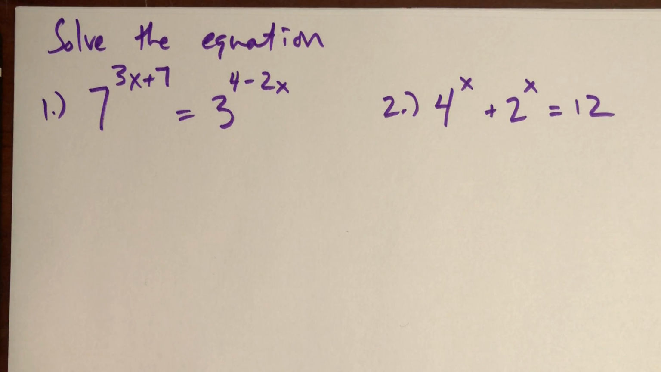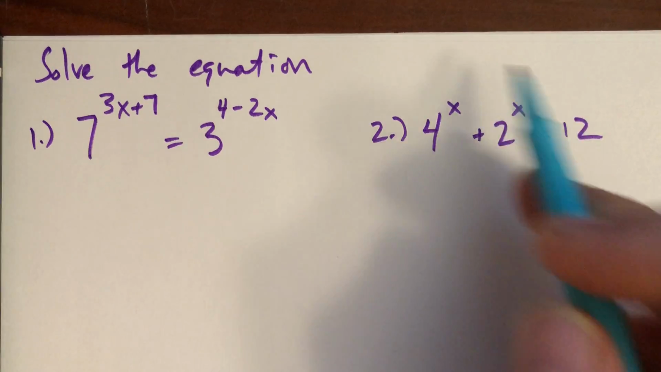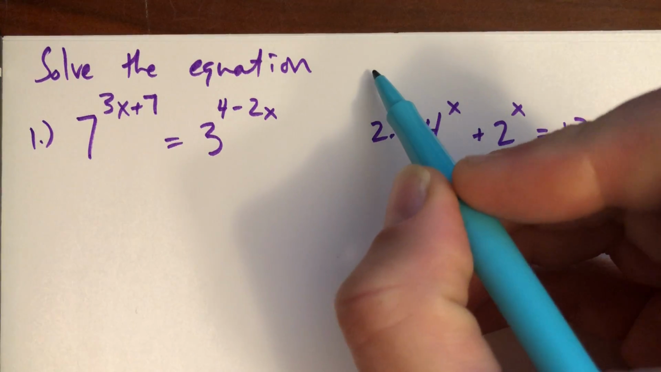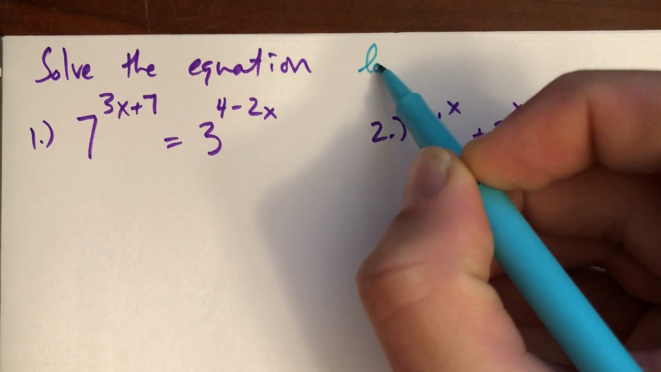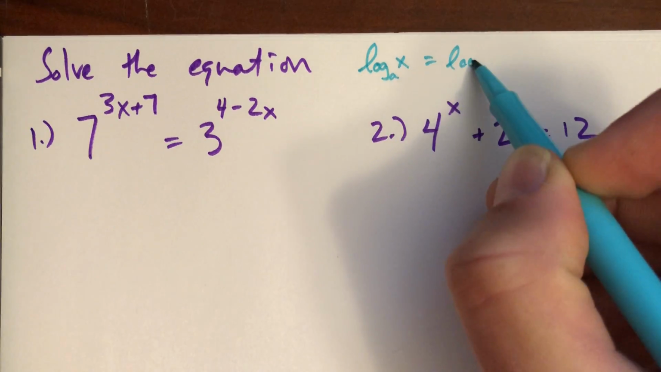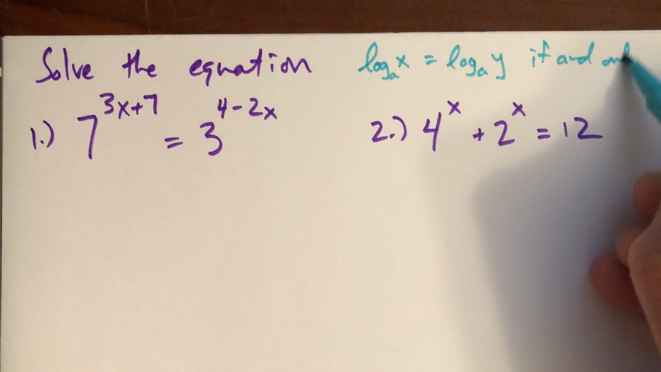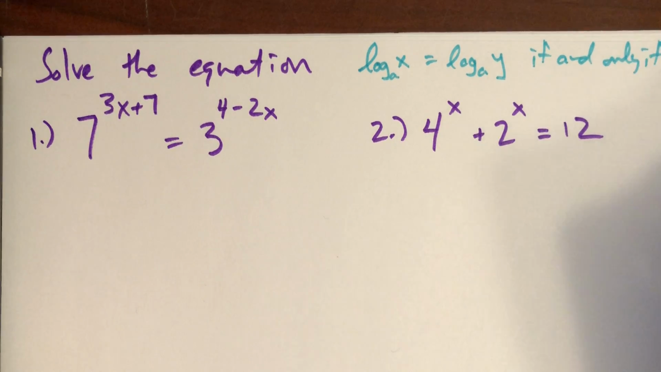The fact that the exponential functions are 1 to 1 implies that logarithmic functions are also 1 to 1, right? Because they're inverses of each other. So that means that logarithms are 1 to 1. So I'm going to write something up here, right? We have that the logarithmic function is 1 to 1, right? So this is equal to this if and only if x is equal to y.